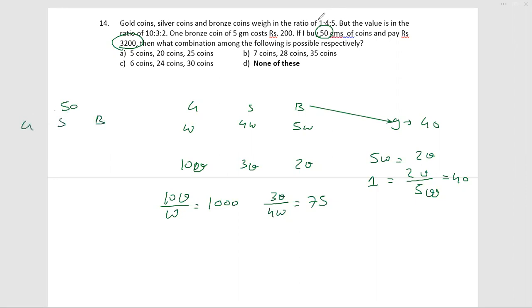So multiple of 5, this divides 10. One gram gold costs 1,000. So 5 gram gold will cost 5,000. Not possible. 7 grams gold will cost 50 grams of coins.